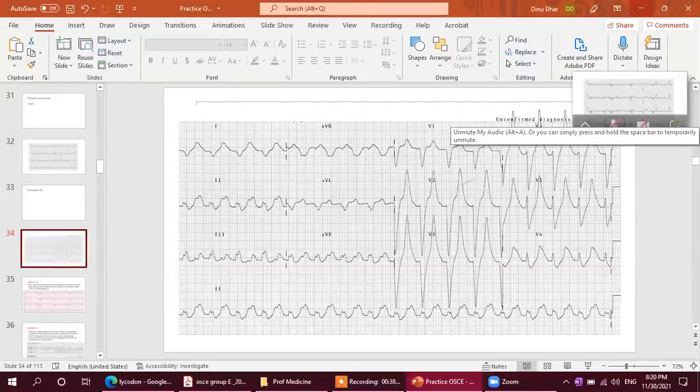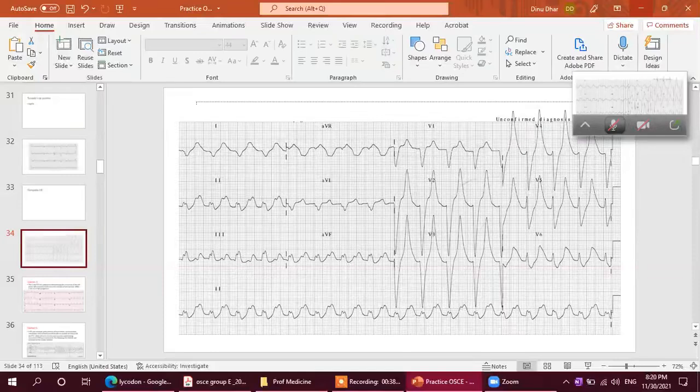So with bradyarrhythmias, the things that you need to think of are bundle branch blocks. So when you have a patient with a left bundle branch block, you will have a broad QRS complex, right? Broad QRS complex with a deep S wave in V1, right? Deep S wave in V1.